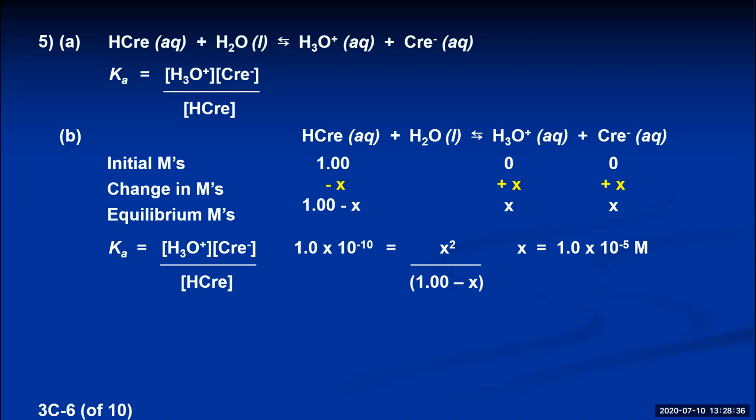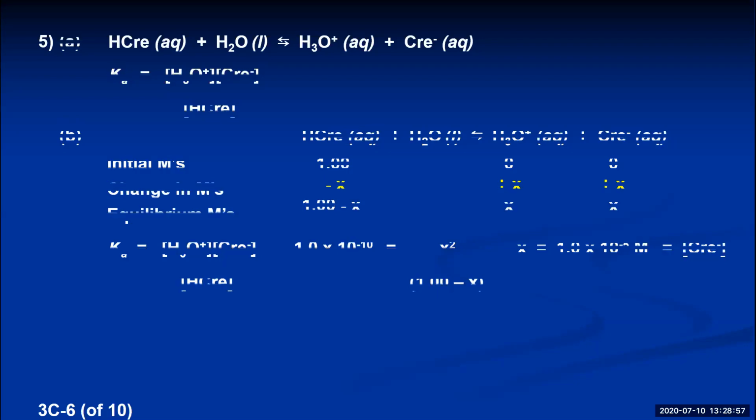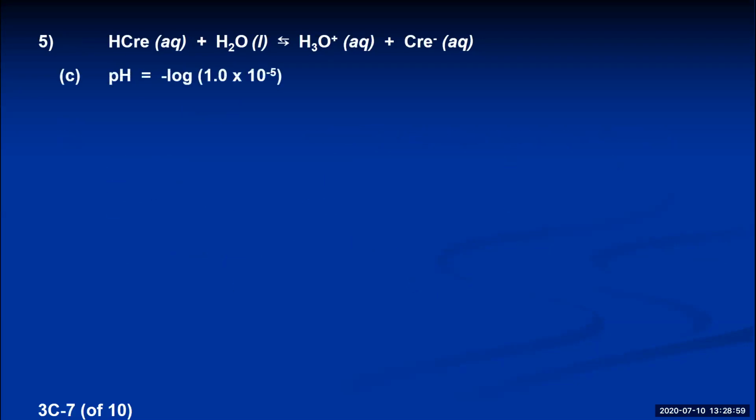The question said, what is the concentration of the Cre minus ion in this solution? Well, under the equilibrium line under Cre minus, it says X. So X is the answer. That's the concentration of the Cre minus ion in this solution. C says, what is the pH of this solution? Well, pH comes from hydronium concentration, and at equilibrium, the hydronium concentration is X. And so if we just take the negative log of whatever X is, that's going to be the pH, and to 2 significant figures, comes out 5.00.